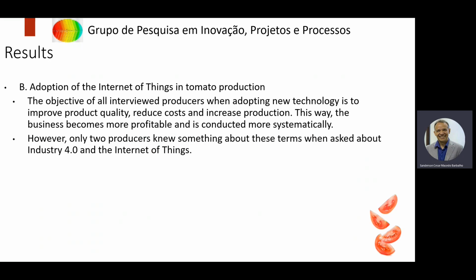Regarding the adoption of Internet of Things in tomato production, the objective of our interviewed producers when adopting new technologies is to improve product quality, reduce cost, and increase production. This way, the business becomes more profitable and is conducted more systematically. All of them show a kind of satisfaction with this technology. Only two producers knew something about IoT and Industry 4.0 when we asked.